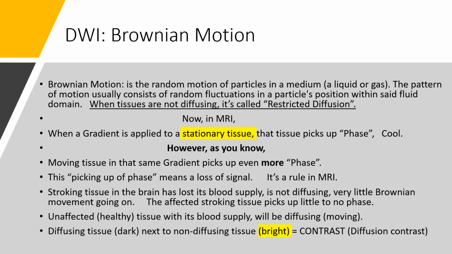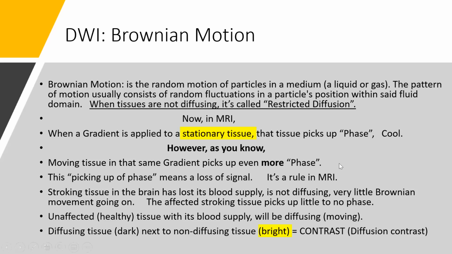Now here comes the gradient part of it. When a gradient is applied, and this goes for all MRI, when you turn on a gradient, stationary tissue is going to pick up phase, right? It always does. But moving tissue, for example stuff that's moving in and out of the cells, when it's moving, is going to pick up even more phase. So it imparts phase to everything, just some get more than others.